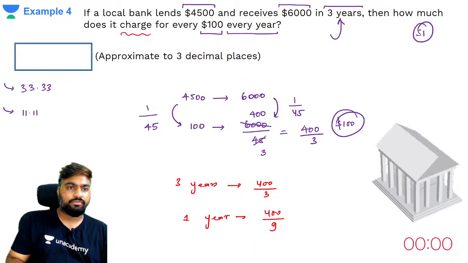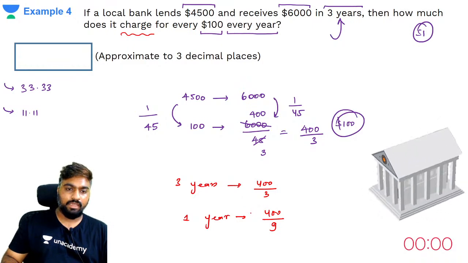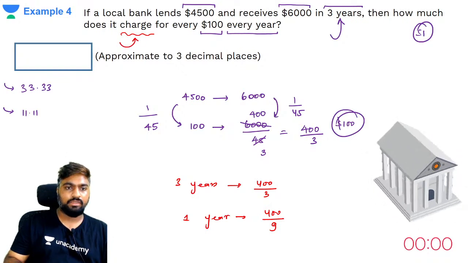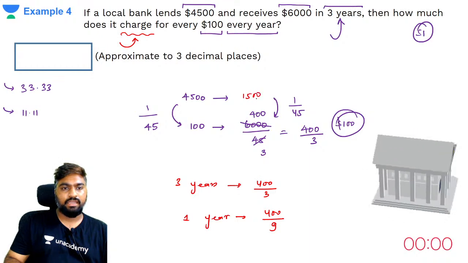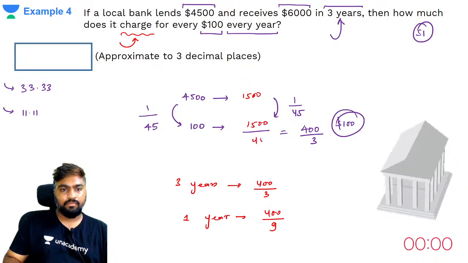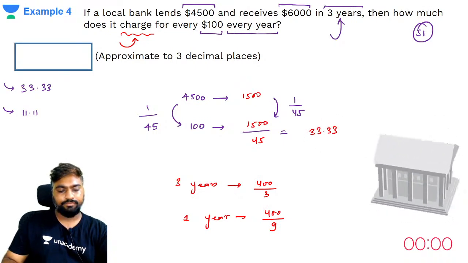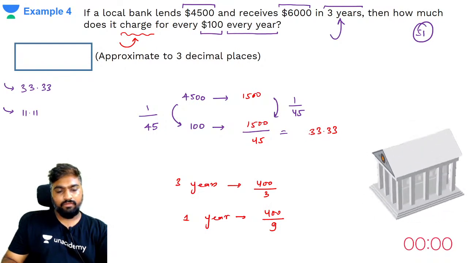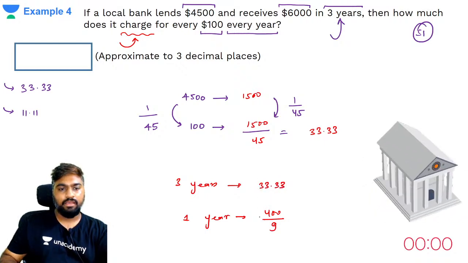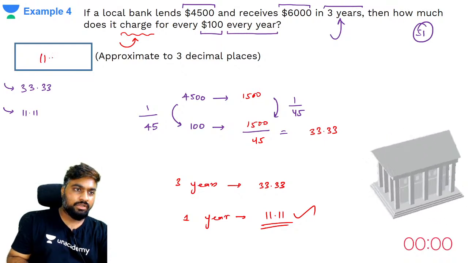How much does it charge? Yeah, how much extra basically are they asking per year? Yes, so extra amount is how much? 1500. So this will become 1500 by 45, that becomes 33.33. Correct? So 1500 by 45 is what you will get in 3 years. If in 3 years it is 33.33 rupees, then in 1 year it's going to be 33 by 3, 11.11.